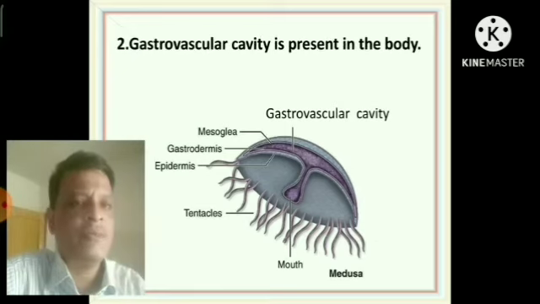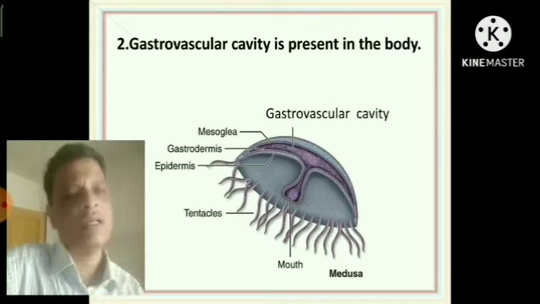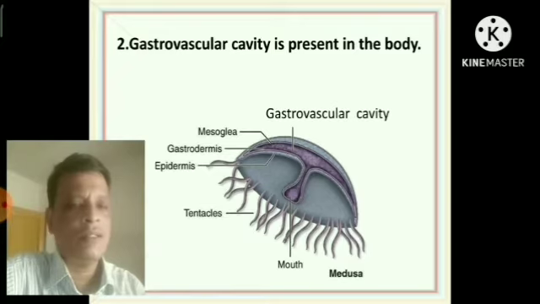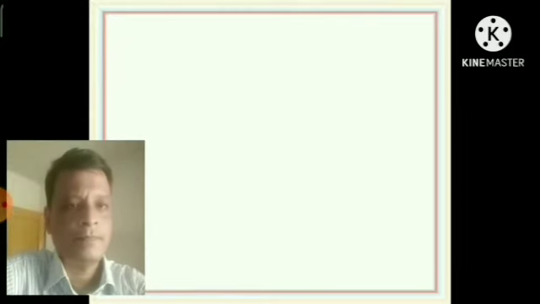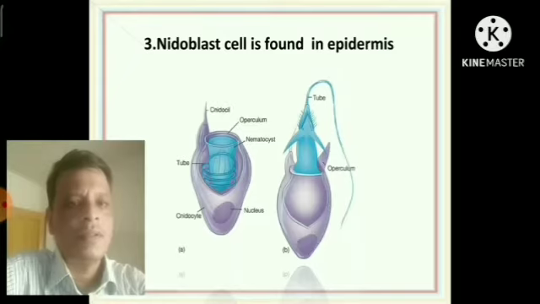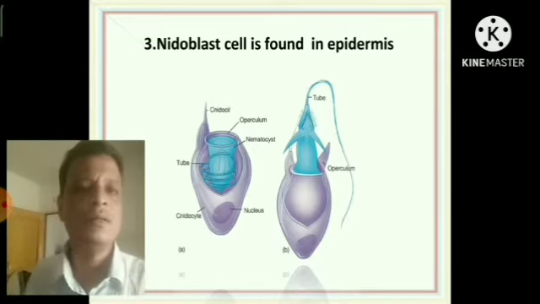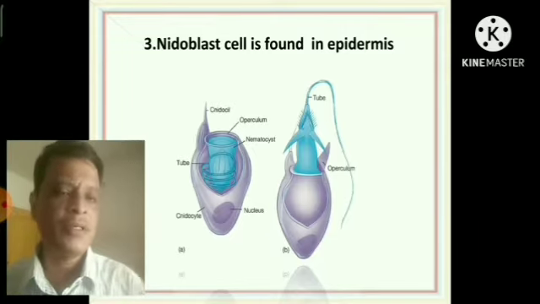Now the gastrovascular cavity is present in the body, where extracellular digestion occurs. Not only extracellular digestion, the gastrovascular cavity also plays a very important role in excretion and respiration. Now the cnidoblast cell is found in the epidermis. The cnidoblast cell is a unique and defining characteristic feature of the phylum Cnidaria, and these cells help in locomotion, prey capturing and predation.